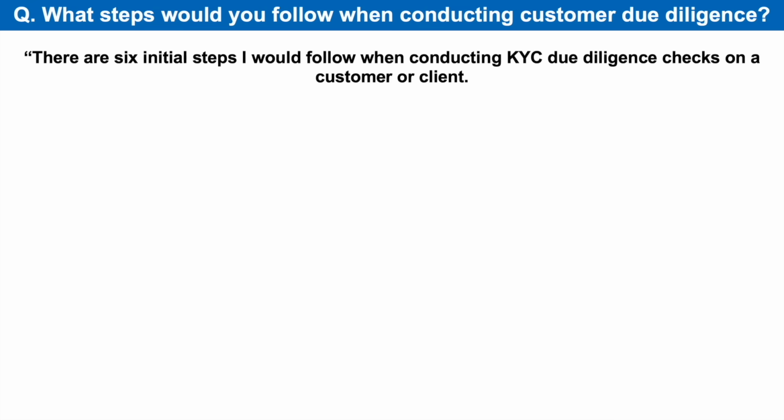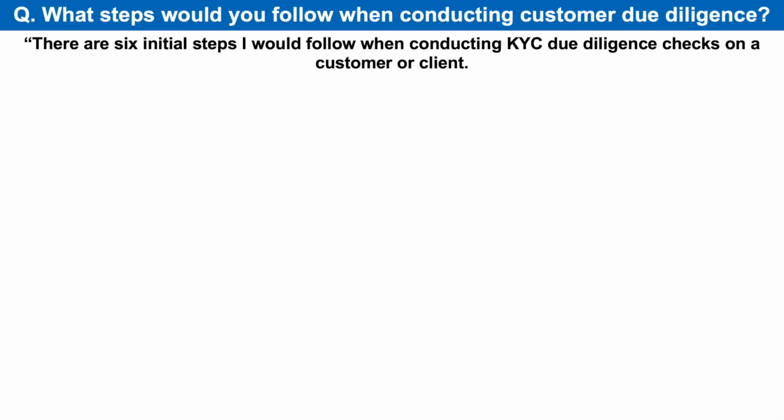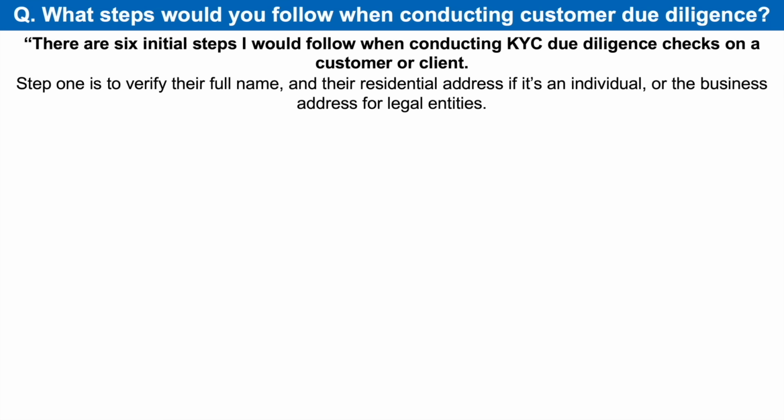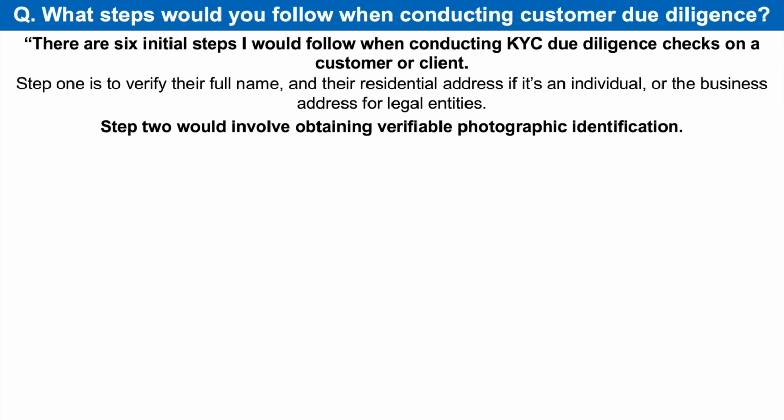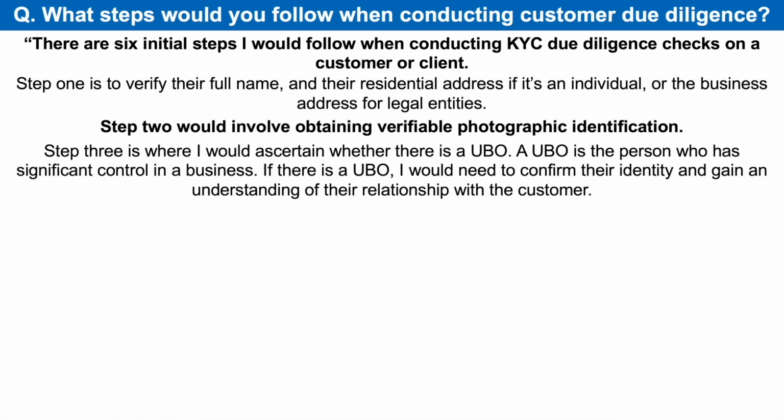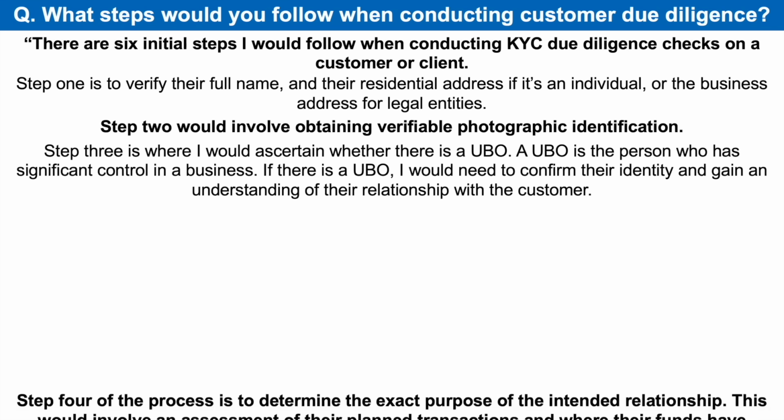Here we go. There are 6 initial steps I would follow when conducting KYC due diligence checks on a customer or client. Step 1 is to verify their full name and their residential address if it's an individual, or the business address for legal entities. Step 2 would involve obtaining verifiable photographic identification. Step 3 is where I would ascertain whether there is a UBO. A UBO is the person who has significant control in a business. If there is a UBO, I would need to confirm their identity and gain an understanding of their relationship with the customer.